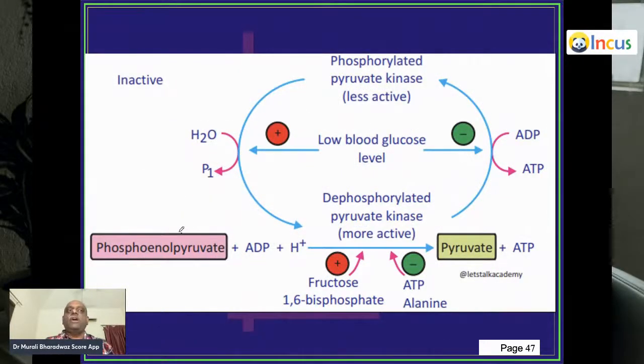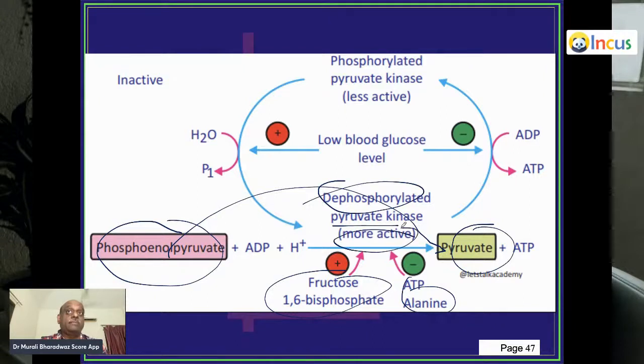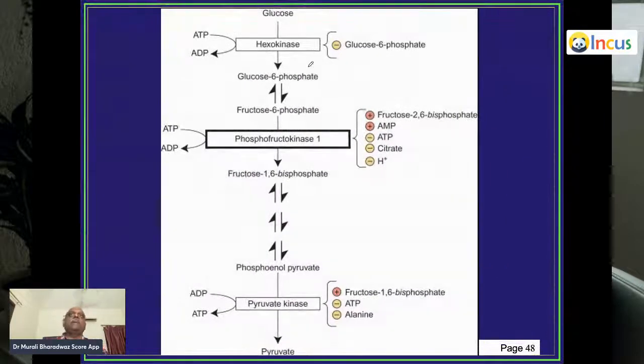So, doctor, this is phosphoenol pyruvate becoming pyruvate. And fructose 1,6-biphosphate stimulates, ATP and alanine inhibit. So how does it happen? This pyruvate kinase enzyme is there, no doctor, which is converting phosphoenol pyruvate into pyruvate. In the dephosphorylated form, it is more active, whereas in the phosphorylated form, it is less active. This is what you need to emphatically remember.